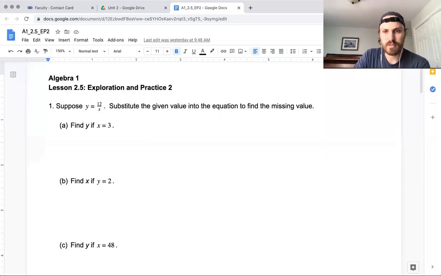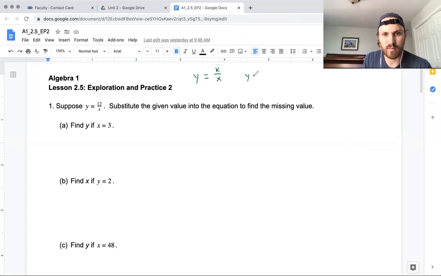Okay, so I'm just going to be working through the Algebra 1 A1 2.5. That's the lesson, Exploration and Practice 2. And really what this is dealing with is some inverse variation functions. I just wanted to say really quickly that an inverse variation function is of the form y equals k divided by x.